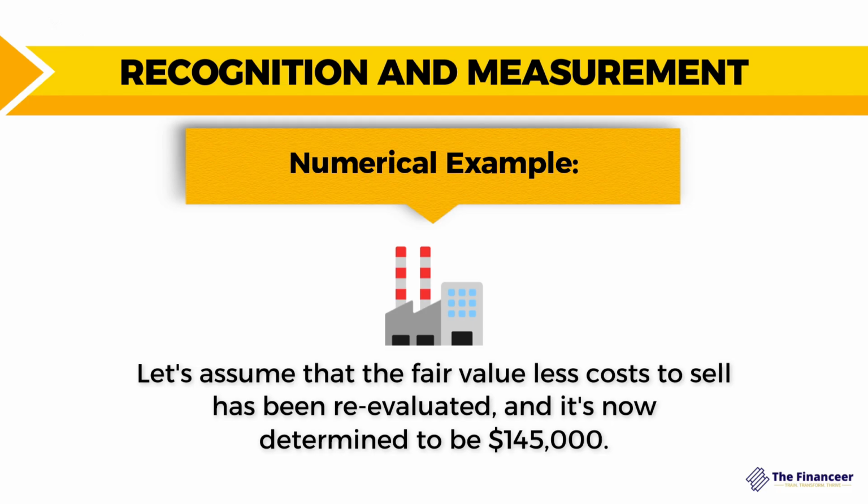So let me emphasize this statement again, that an entity shall recognize a gain for any subsequent increase in the fair value less cost to sell of a non-current asset that's being held for sale, but only to the extent of the cumulative impairment loss, which was previously recognized either under IFRS 5 or IAS 36, which is related to the impairment of the assets, regardless of whether the asset has been previously measured under cost model or revaluation model.